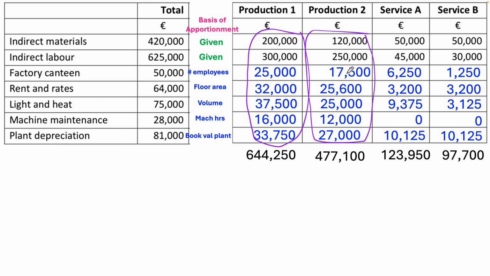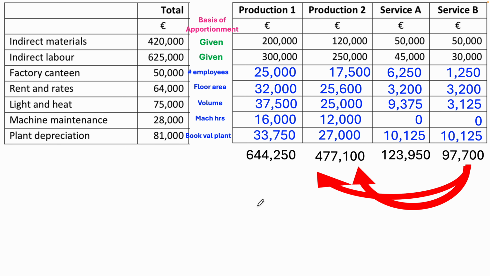Part B then, transfer the service department costs to production departments 1 and 2. So earlier I said that we're going to have to get rid of the service department costs, because service departments cannot recover costs. They are secondary only to the production departments. The production departments are the departments that make the business money. So we have to reapportion all of the service departments' costs into the production departments.